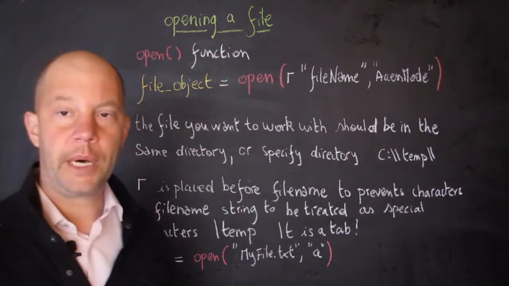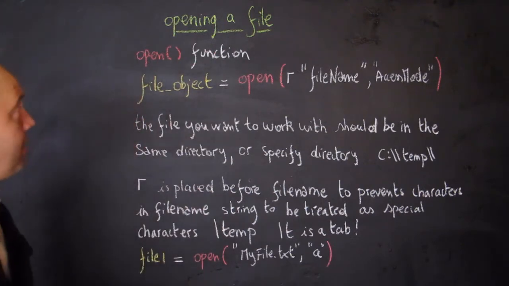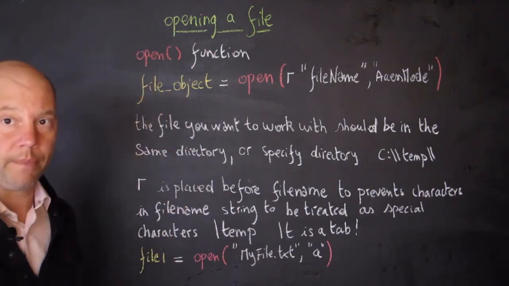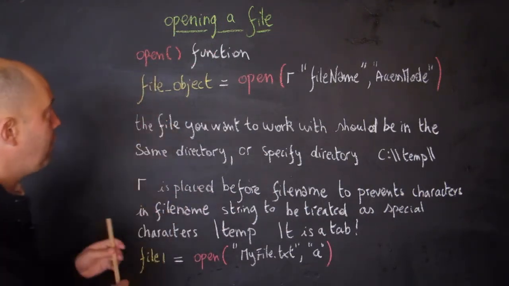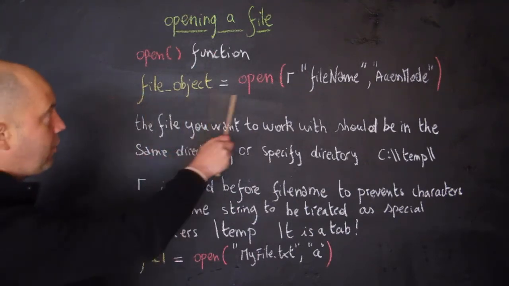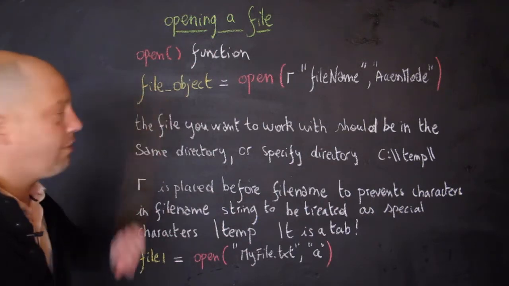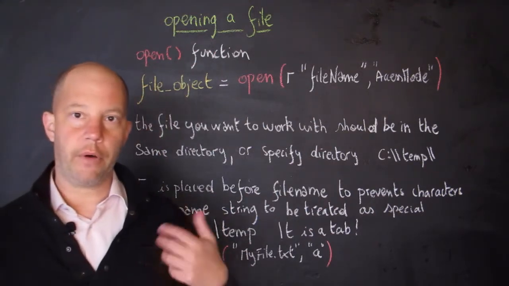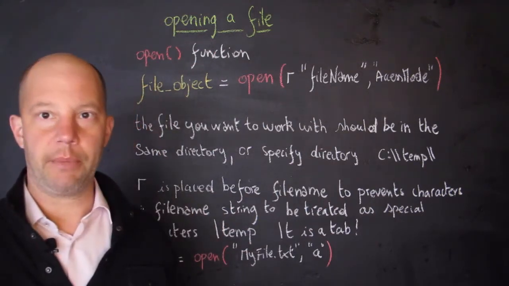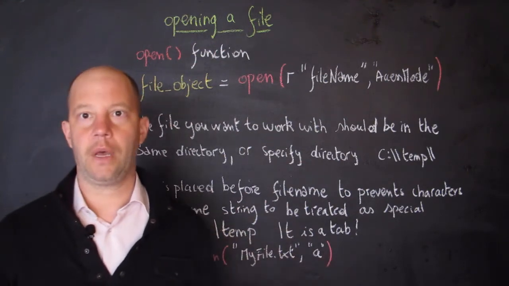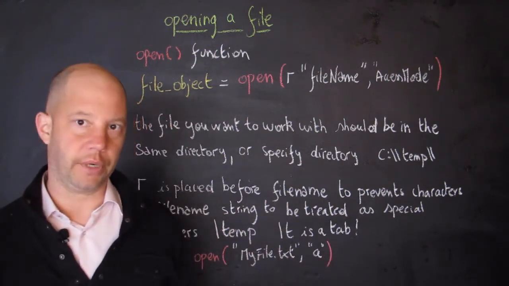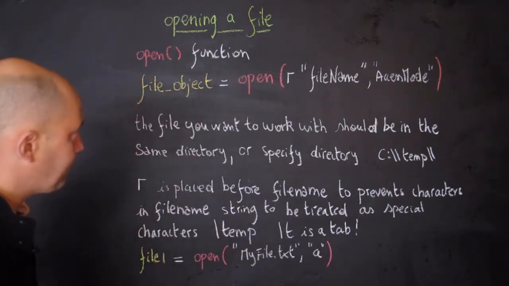So how to go about opening a text file? It's very simple. You have a function that is called open, and this would be the syntax that you would follow. File object is equal to open, the file name, and then the access mode. Now, why do we call it file object? Because from an object, you're going to be able to apply different methods and other functions later on.